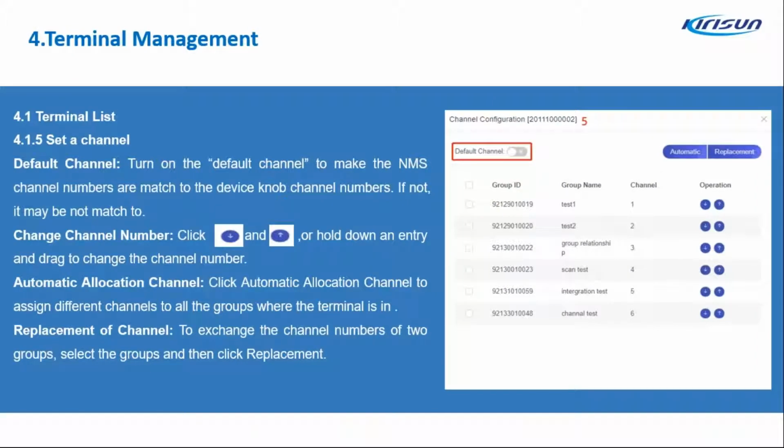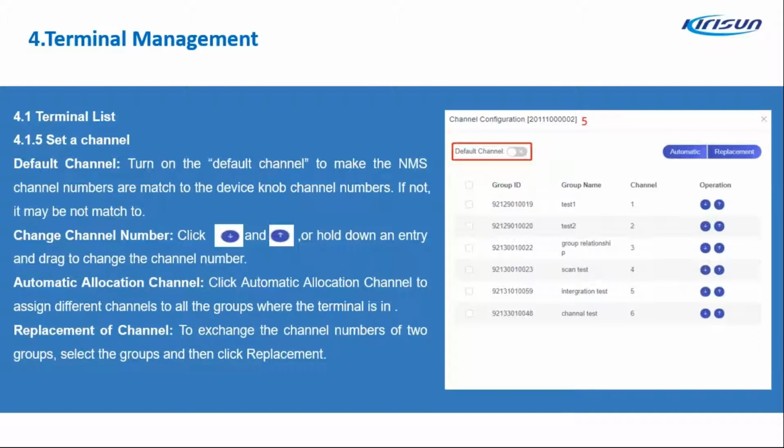Default channel. Turn on the default channel to make the network management system channel numbers match the default knob channel numbers. If not, they might not match. Change channel number. We can change the channel number by clicking the up and down button, or holding down an engine and dragging to change the channel number.